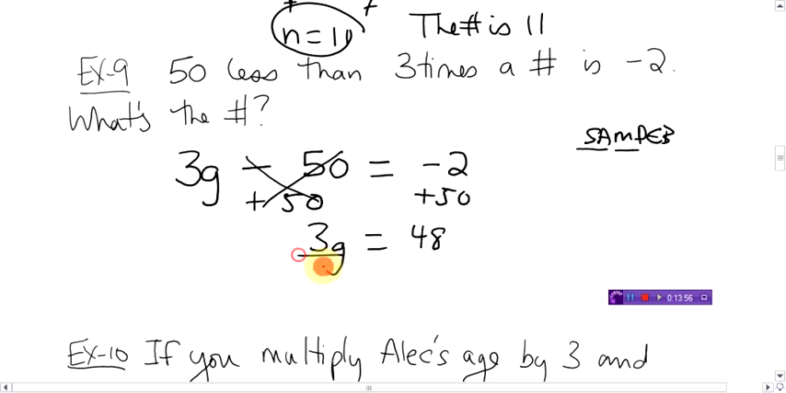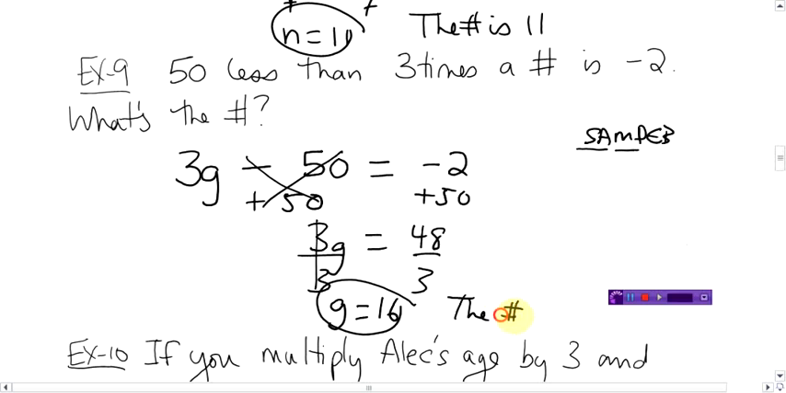3 times the g, divide by 3. Divide by 3, cancel out. G is equal to 16. The number is 16.